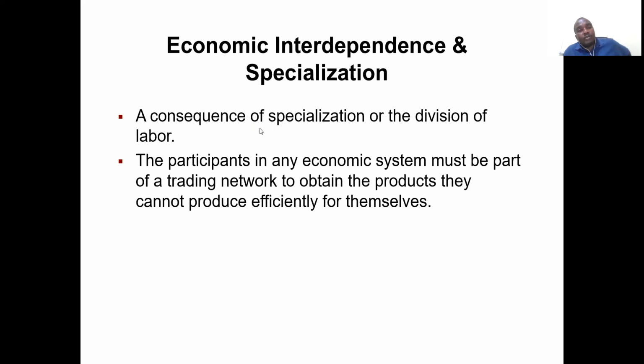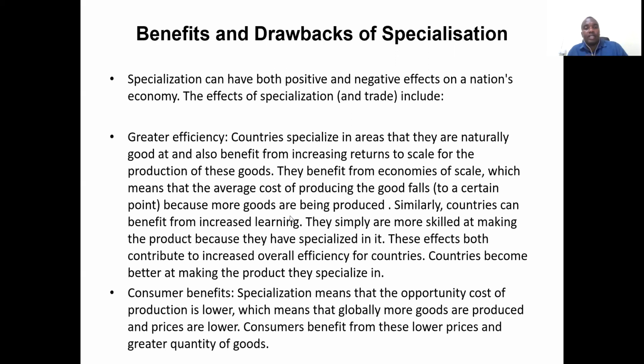And then we want to look at certain aspects to do with interdependence and specialization. We know that when there is specialization, it leads to interdependence because countries and economic agents will be focusing on a narrow range of products or activities that they can do.